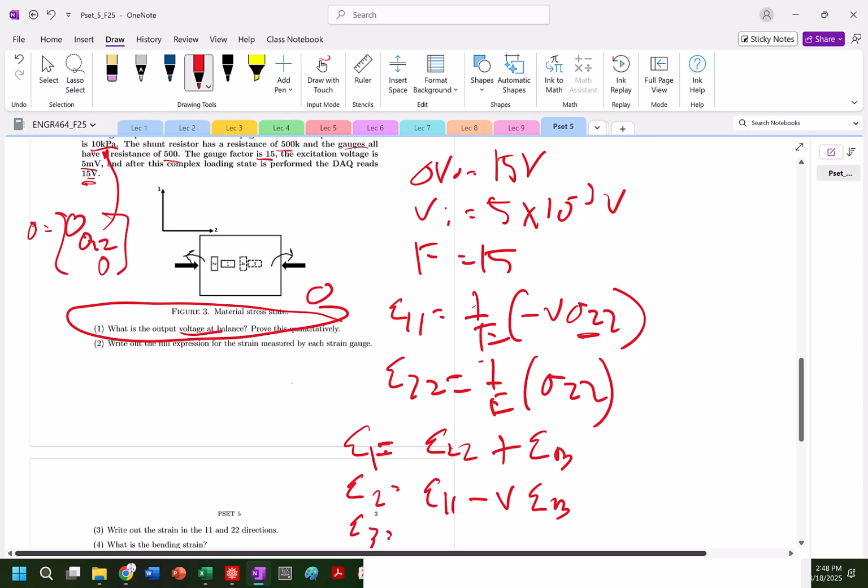E3, which is on the bottom now, is still going to measure the strain in the 2,2. But because I am bending out, that is compressing, so that is going to be minus EB. And then finally, E4: as I bend out, it pops out, so I'm measuring E22 plus nu EB. Excellent.